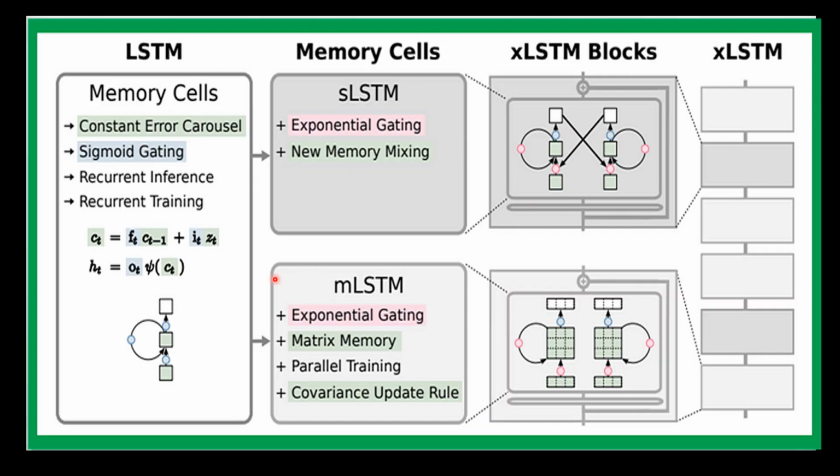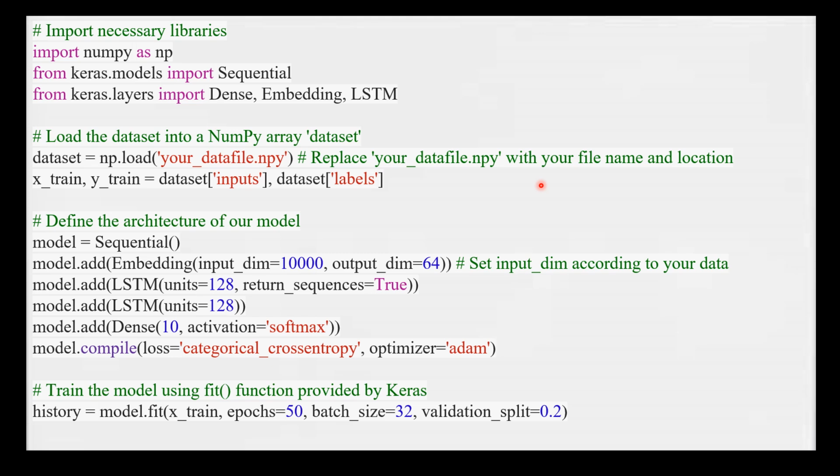So this is the LSTM, then comes the sLSTM, and then we have the mLSTM. Here we can understand that in the LSTM we have sigmoid gating, recurrent inference, recurrent training. In the scalar LSTM, we have exponential gating. And in the matrix LSTM, we have matrix memory, parallel training, and covariance update rules, which makes it better than LSTM. Now let's take a simple Python code for better understanding.